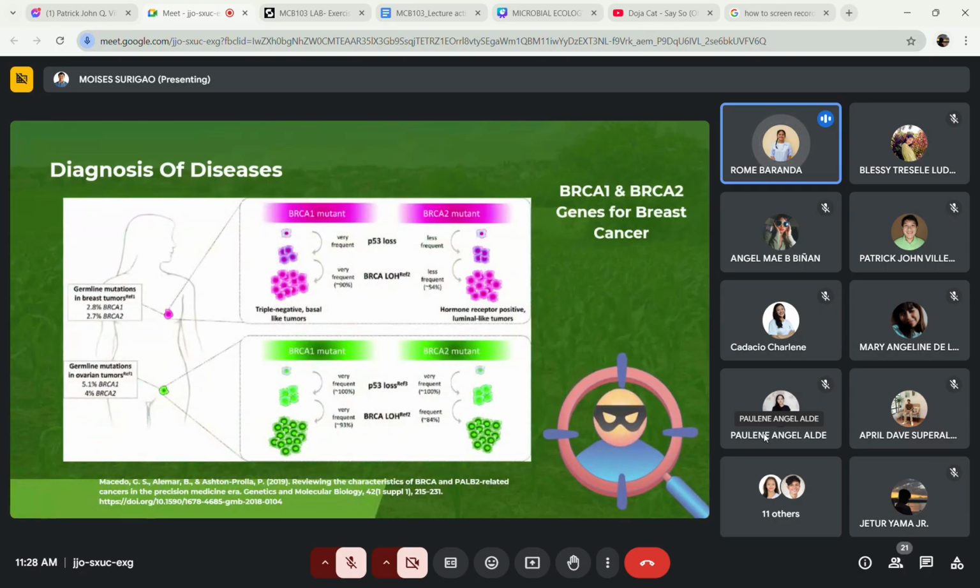So for diagnosis of diseases, molecular fingerprinting helps identify genetic mutations and biomarkers associated with specific diseases, allowing for early and accurate diagnosis. For example, we have the BRCA1 and BRCA2 genes for breast cancer. Using these genes, it can help identify individuals at higher risk of breast and ovarian cancers, enabling preventive care and personalized treatment strategies.